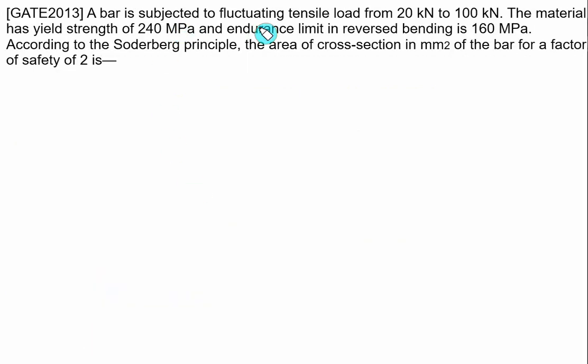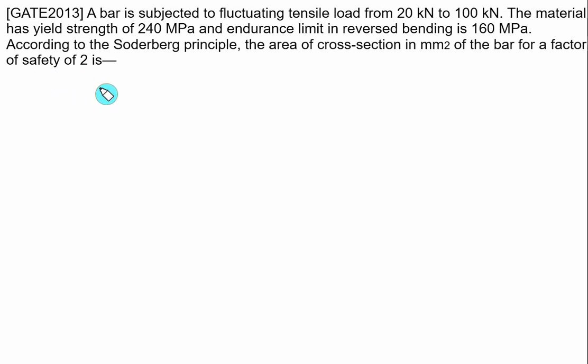A bar is subjected to a fluctuating tensile load from 20 kilonewton to 100 kilonewton. So both times it's tensile. In the previous problem we had tensile and compressive, but here the maximum and the minimum stress will be tensile only. The material has a yield strength SYT equal to 240. The endurance strength limit in bending is 160. According to the Soderberg principle, you have to find the area of the cross section in mm squared of the bar for a factor of safety equal to 2.